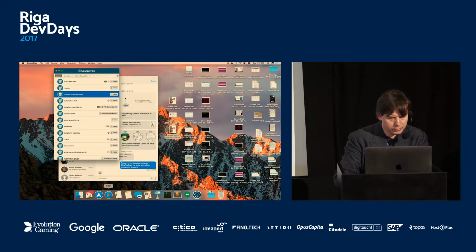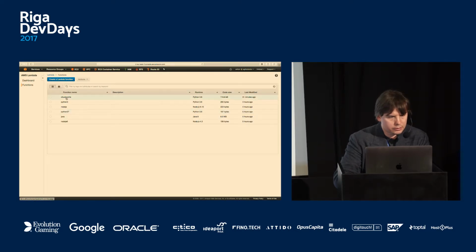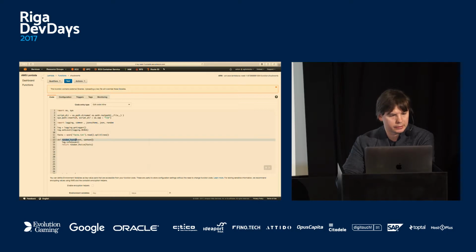Okay, that's me. That's interesting. Yeah, so here I have deployed some Lambda functions, and I have one Lambda function written in Python. I just love this language. And it's quite self-explanatory. What it does is, I have a file with facts about Chuck Norris, it reads the file, and then it takes a random line from the file and returns it.